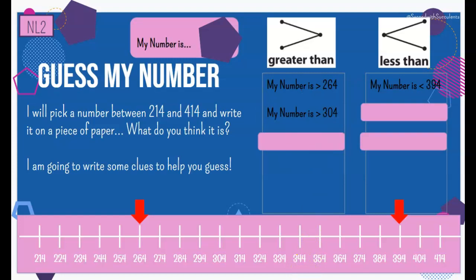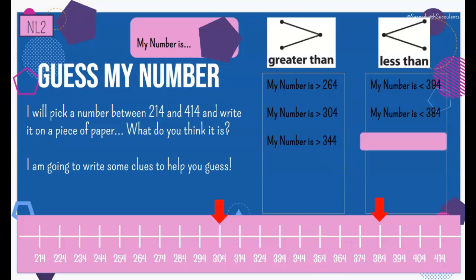My number is greater than 304. Let's move our arrow. Could you make a guess yet? We could, but it would be helpful if we had more information. Let's look at our next clue. My number is less than 384. Do you think you could make a good guess? Now let's keep looking at clues. This is too many numbers. We need a little more information.